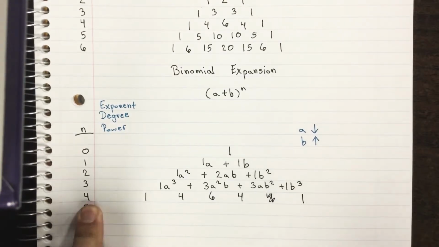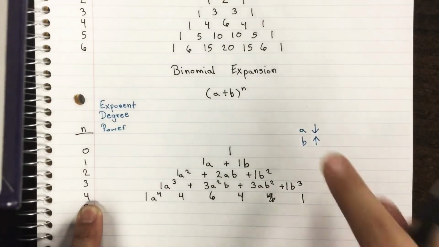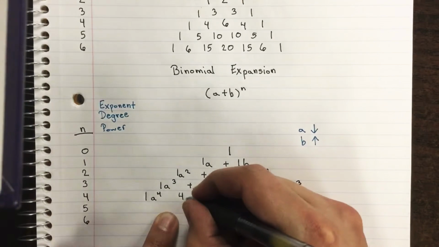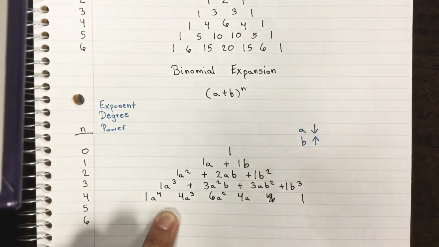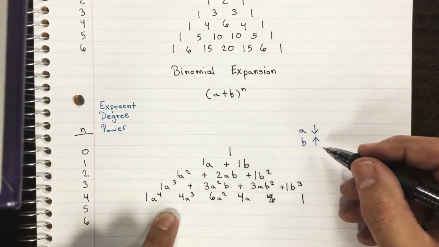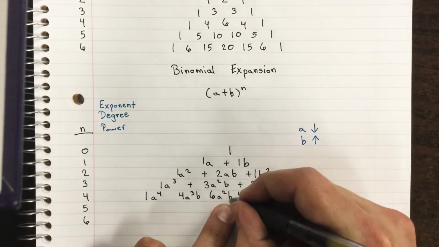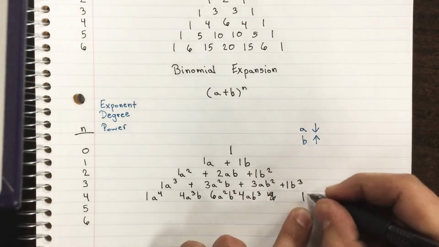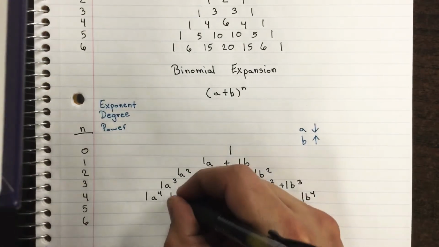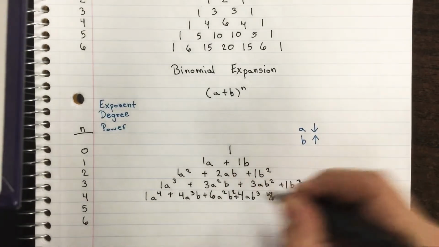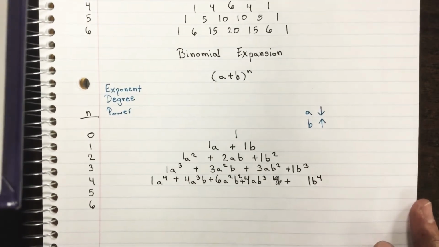So if I have my 4 here, that's my power. That's going to be the first power, a to the 4th. So what happens to my a's? My a's are going to go down. So a to the 4th, a cubed, a squared, a to the 1, and then no a's, right? And what's happening to my b's? My b's are increasing. So no b. Then I have b. Then I have b squared. And then I have b cubed. And then I have b to the 4th. And of course, since this is plus, all of these would be addition signs. Okay? So we can do that forever.